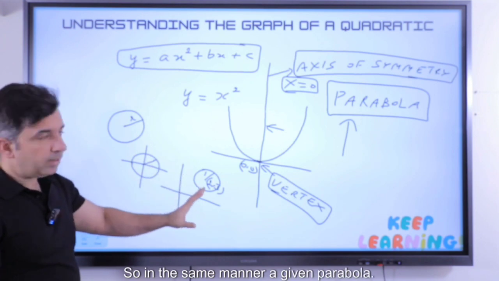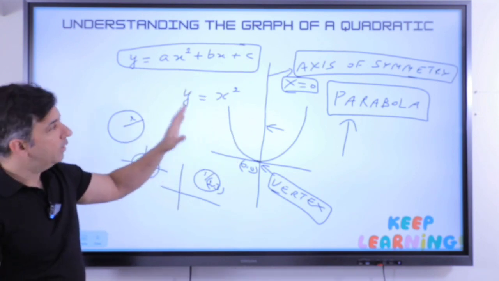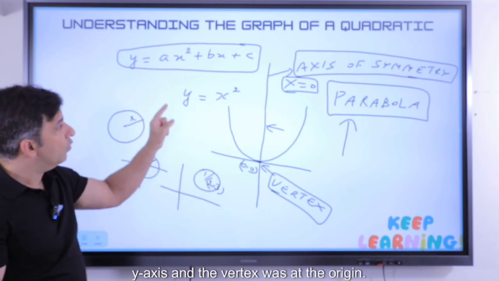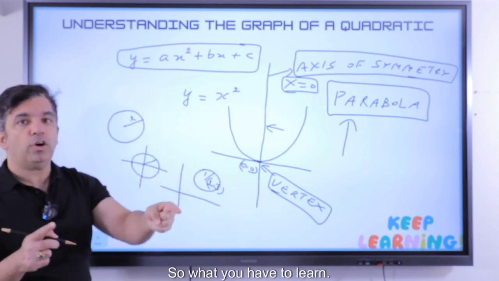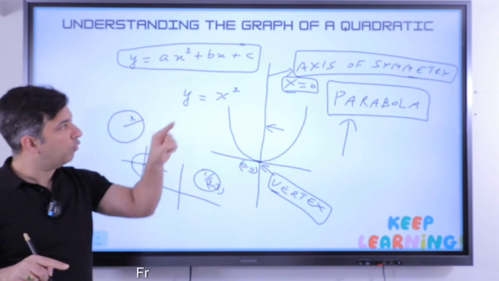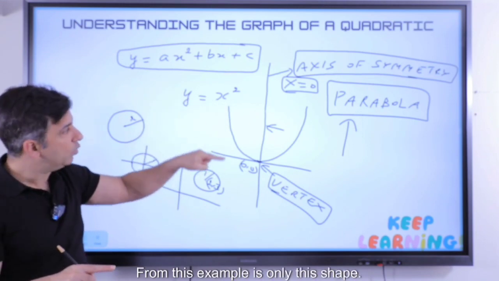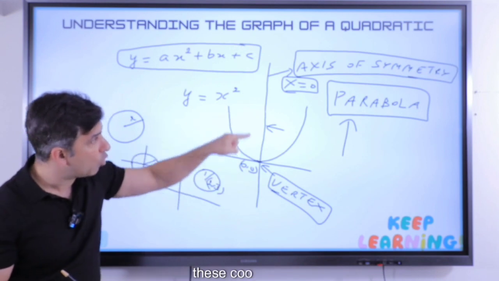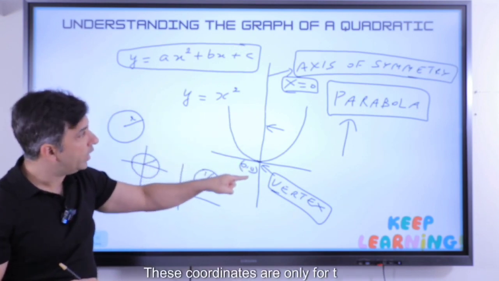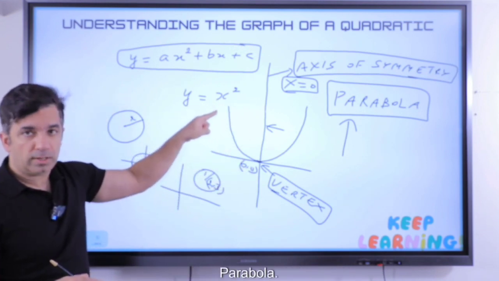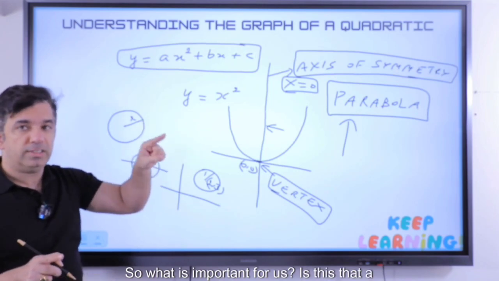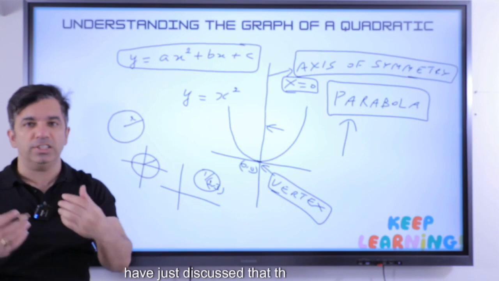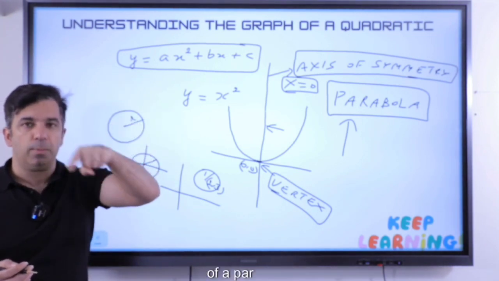In the same manner, for a given parabola, in this case the axis of symmetry was the y-axis and the vertex was at the origin. So what you have to learn from this example is only this shape. Don't learn these coordinates. These coordinates are only for this parabola. What is important for us is that a parabola looks like this. We have just discussed that this is the shape of a parabola.